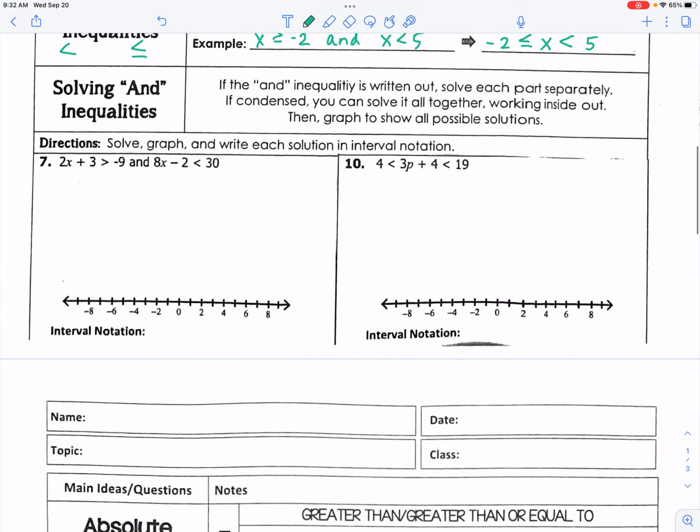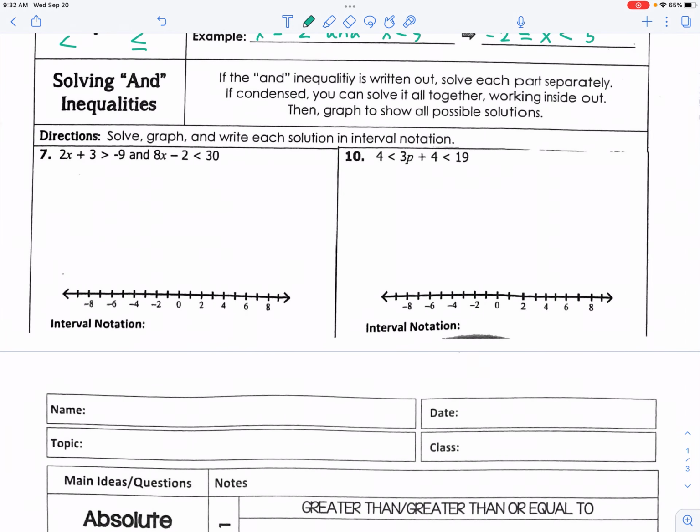To solve our and inequalities, again, just solve them separately, and then we're graphing. So we're going to subtract 3. 2x is greater than -12. Divide by 2, we get x is greater than -6. And then here we add 2 to both sides. We get 8x is less than 32. Divide both sides by 8, we get x is less than 4.